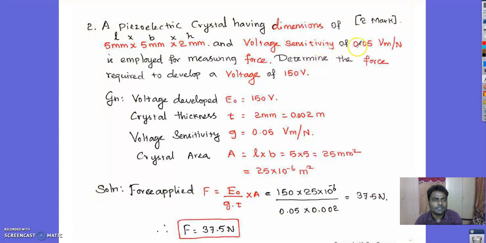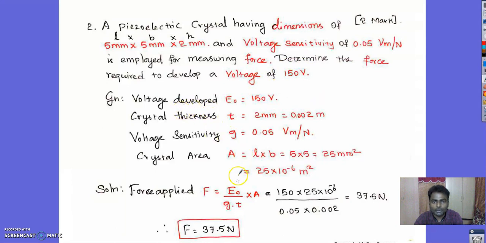And voltage sensitivity is given as 0.05 volt meter per Newton, and it is employed for measuring force. We have to find the value of force required to develop a voltage of 150 volt. That is, the output voltage is given as 150 volt.